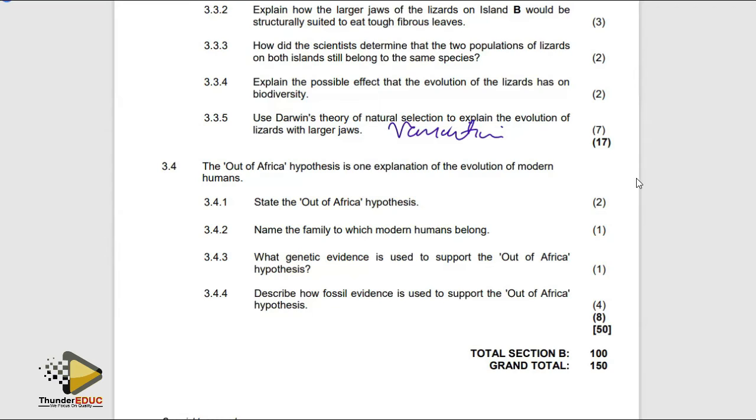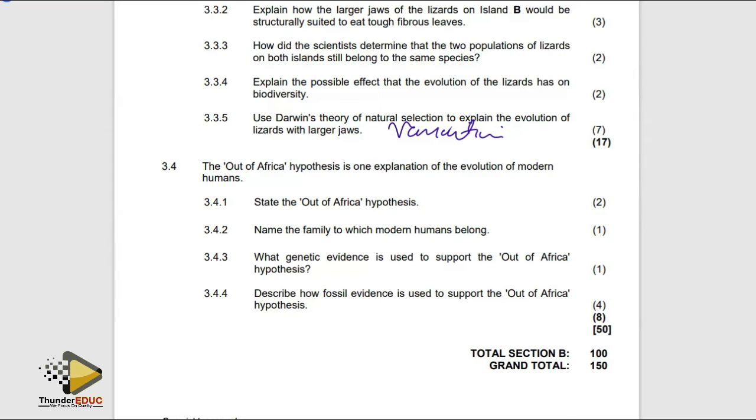I'm repeating, there is variation among the lizards. You tell us the variation: those lizards with large jaws and those with the small jaws. Those with the large jaws could eat the tough food. Then they survived, they reproduced in large numbers, they passed their genes to the next generation. While those with the small jaws could not eat enough food, therefore they died in large numbers, and this is called natural selection. Those which survived passed their genes to the next generation, and after many generations, all the population of the lizards was made up of large jaws. That's how you can explain, using Darwin's theory of natural selection, how this evolution of large jaws came about.